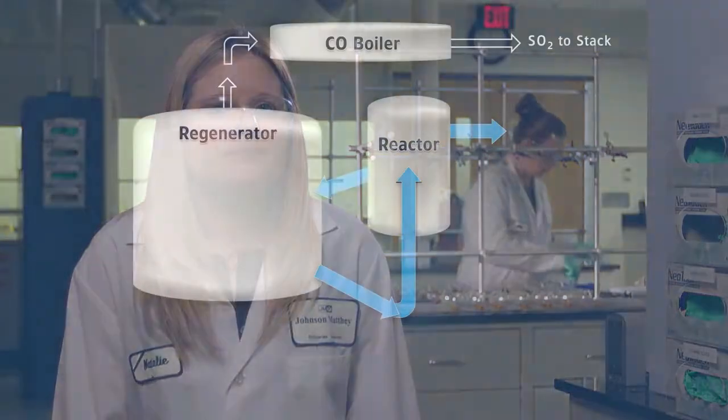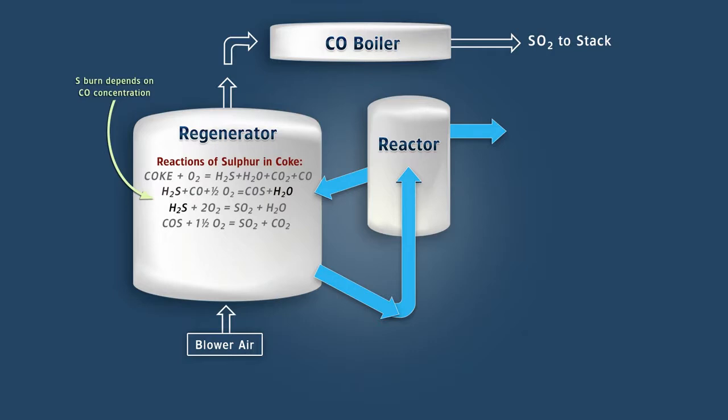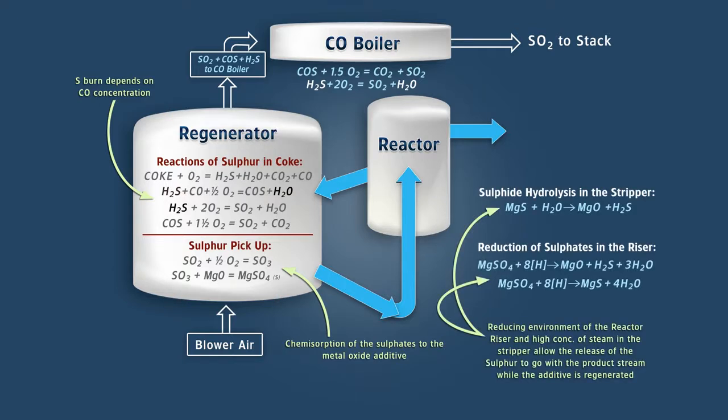In partial burn FCCs, this is a different story. In partial burn units, SOx reduction is a function of oxygen availability. At a high percentage of CO, much of the coke sulfur burns to H2S and COS, which survives to exit with the flue gas and is converted to SOx in the CO boiler. SOx reduction additives only pick up SO3, so as the percentage of CO increases, the SOx pickup potential decreases.